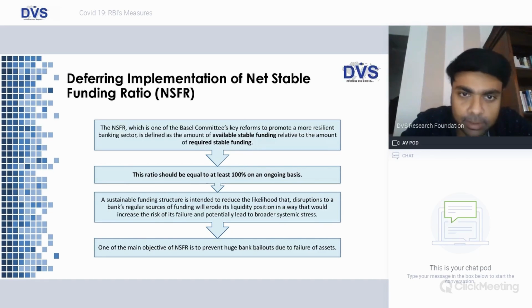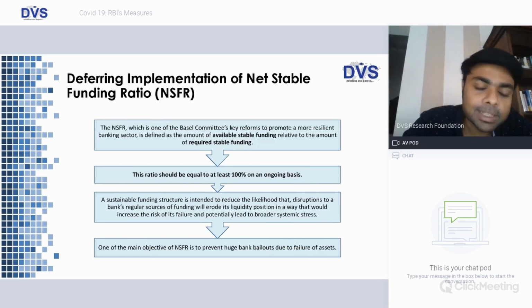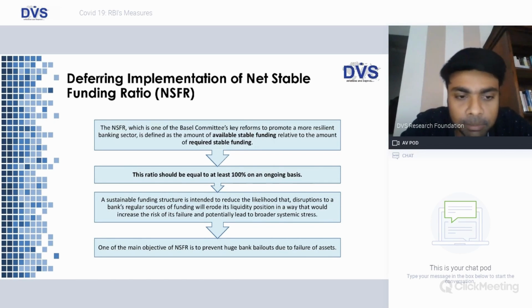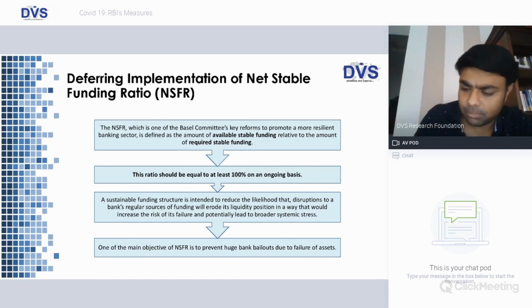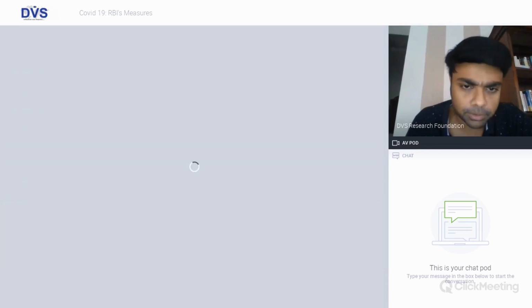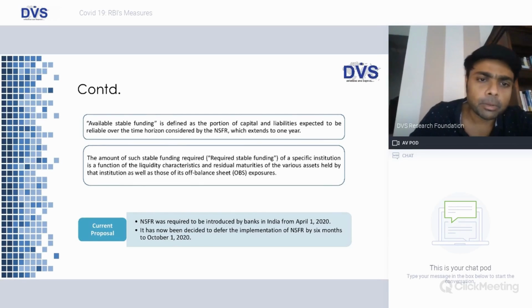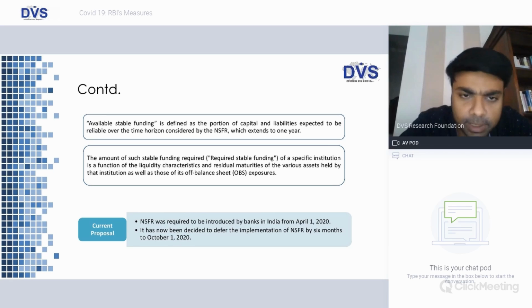So this NSFR, the net stable funding ratio, was introduced to ensure that such risk of failure and systemic stress at a broader level are prevented. So that was one of the objectives with which this was introduced. Now, this available stable funding is defined as the portion of capital and liabilities expected to be reliable over the time horizon considered by NSFR, which extends to 1 year.